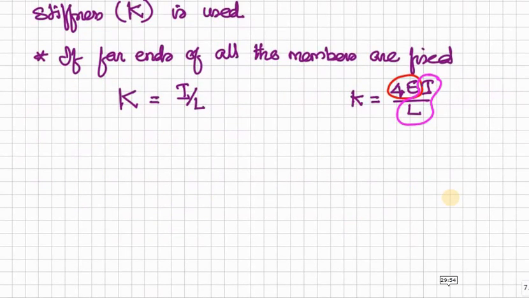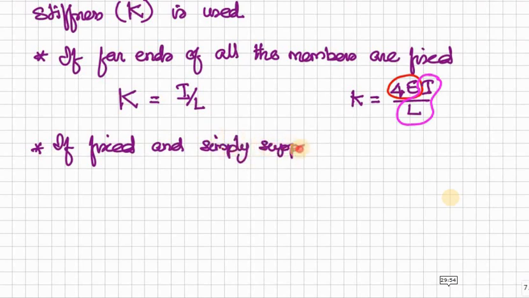Next, if we have mixed support conditions, that is semi supported and fixed, then we have to use relative stiffness capital K. Capital K is equal to I by L for fixed support. If the far end is semi supported, then we have to use 3 by 4 into I by L.